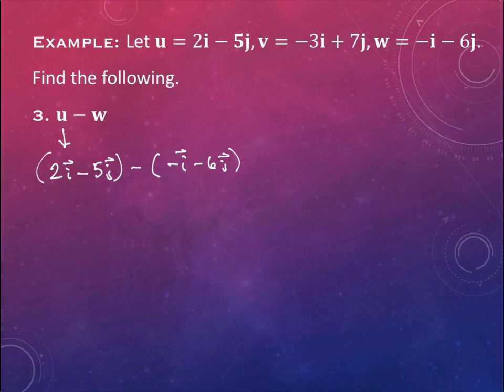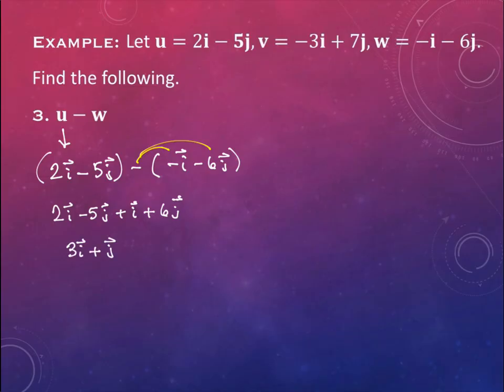Everybody good so far? And you literally combine like terms. Okay, now we do have a negative here to distribute, so we'll do that first just for carefulness. So this is 2I minus 5J, and then I have plus I and plus 6J. And if I combine like terms, what do I get? 3I plus J.